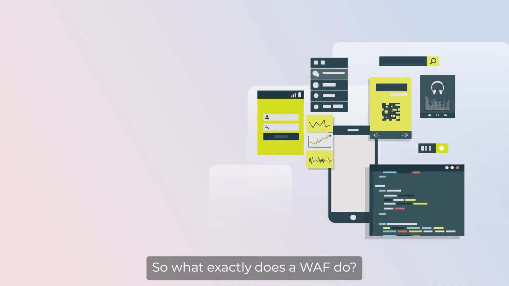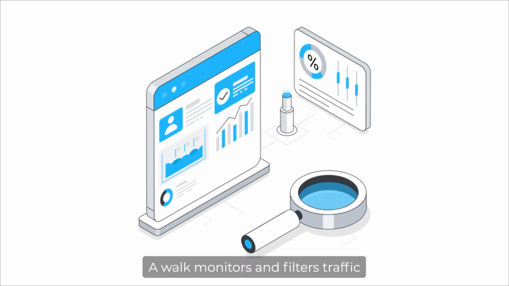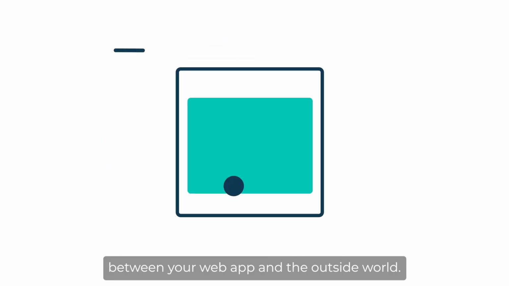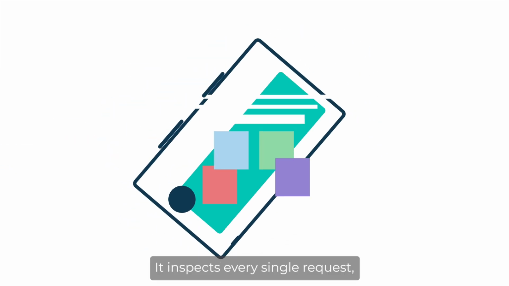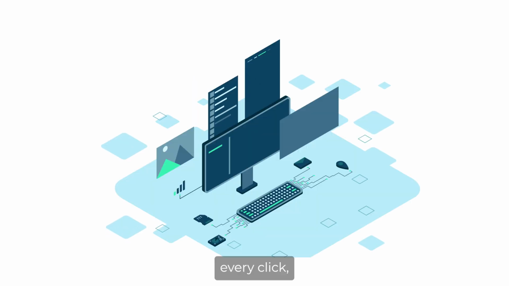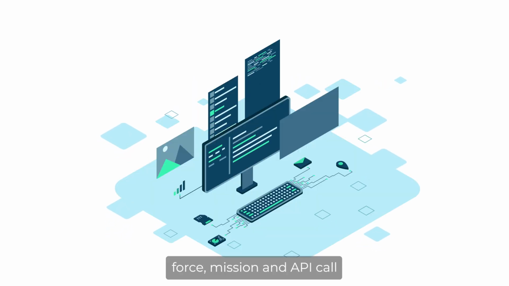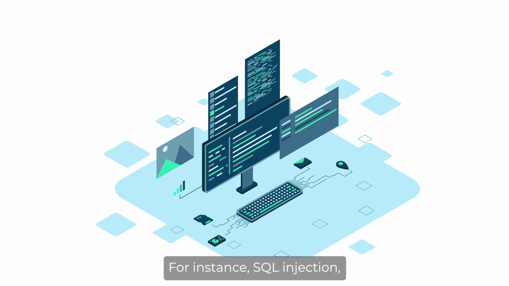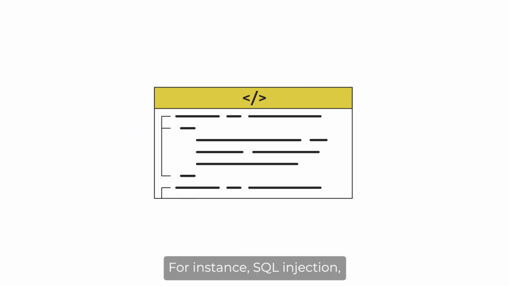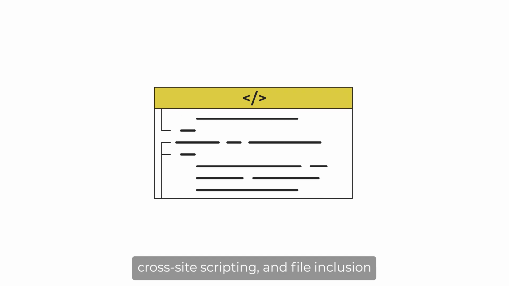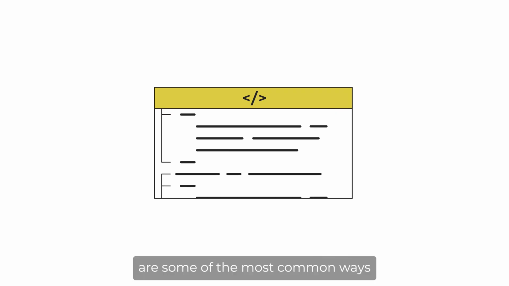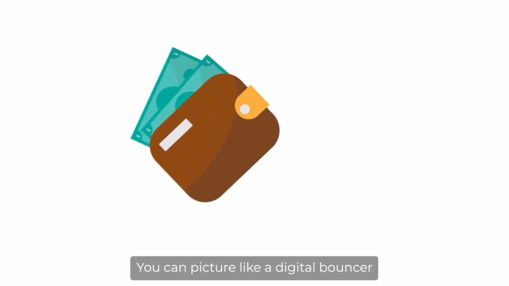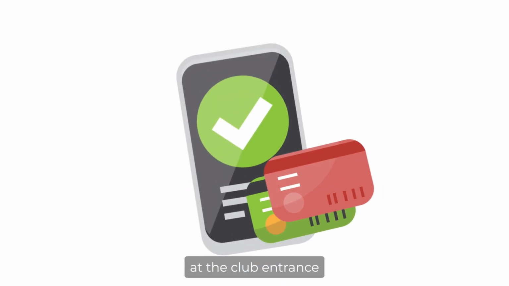So what exactly does a WAF do? A WAF monitors and filters traffic between your web app and the outside world. It inspects every single request, every click, form submission, and API call, looking for patterns that match known attacks. For instance, SQL injection, cross-site scripting, and file inclusion are some of the most common ways hackers try to exploit apps. You can picture it like a digital bouncer at the club entrance.